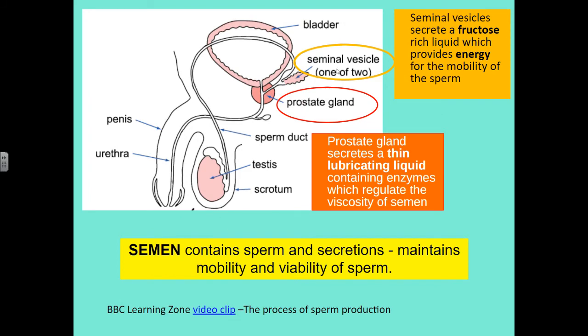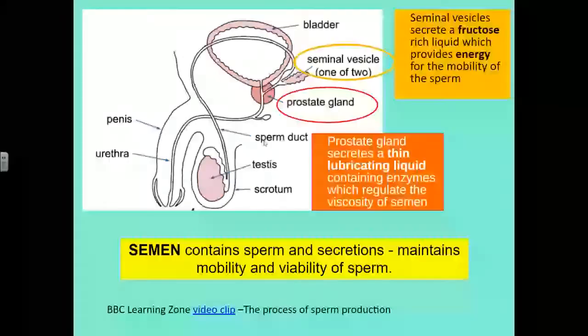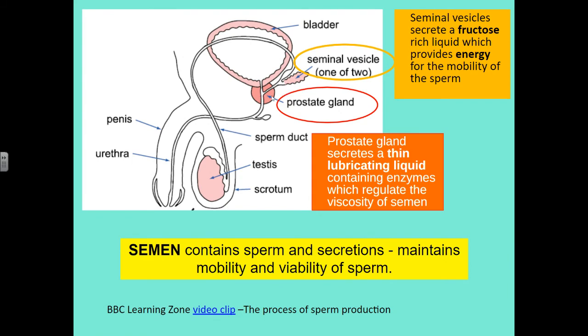The fluids as a group from the seminal vesicle and prostate gland provide liquid which maintains the motility. So motility is the ability to move. As I said, sperm up until they get to that point are quite dry. When they get into the female, they would not be able to swim if they weren't in a fluid. So the fluid produced by these glands allows them to move, so motility, and viability. That means helping them to survive.